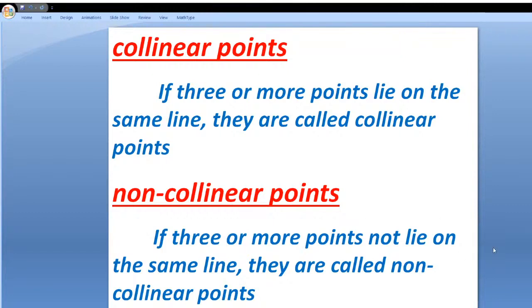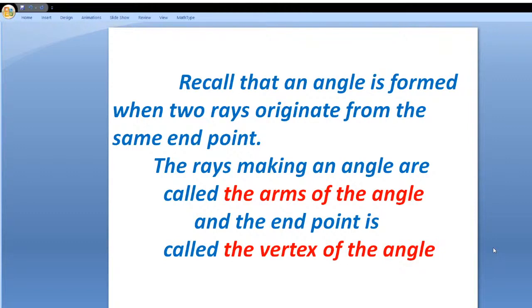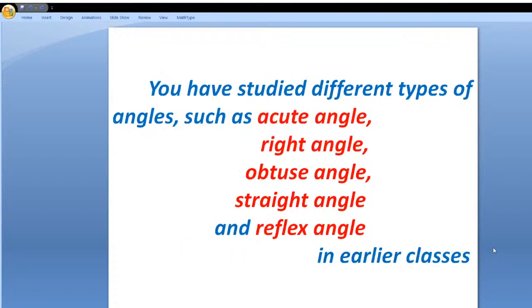Okay. Next, recall that an angle is formed when two rays originate from the same end point. The rays making an angle are called the arms of the angle, and the end point is called the vertex of the angle. So when two rays originate from the same end point. Okay, I have prepared a slide specially for you.